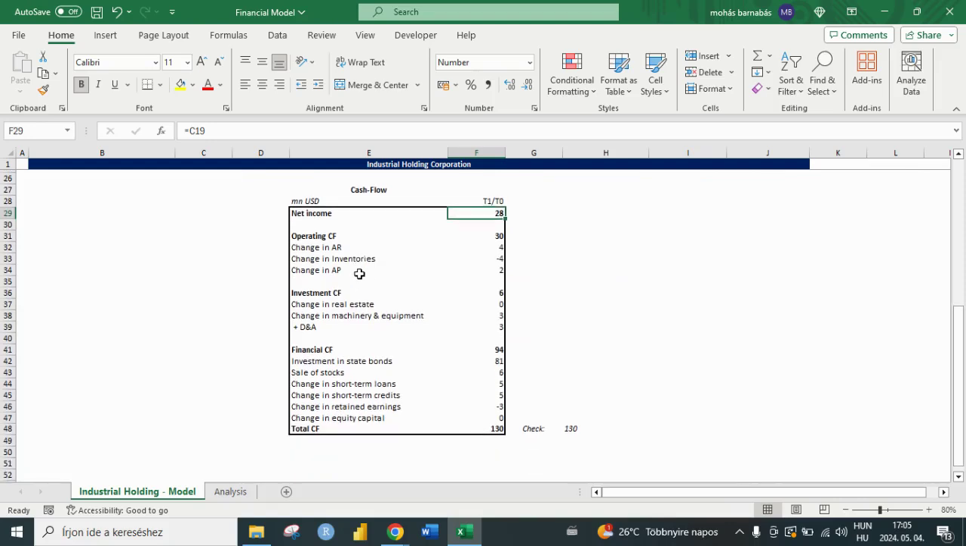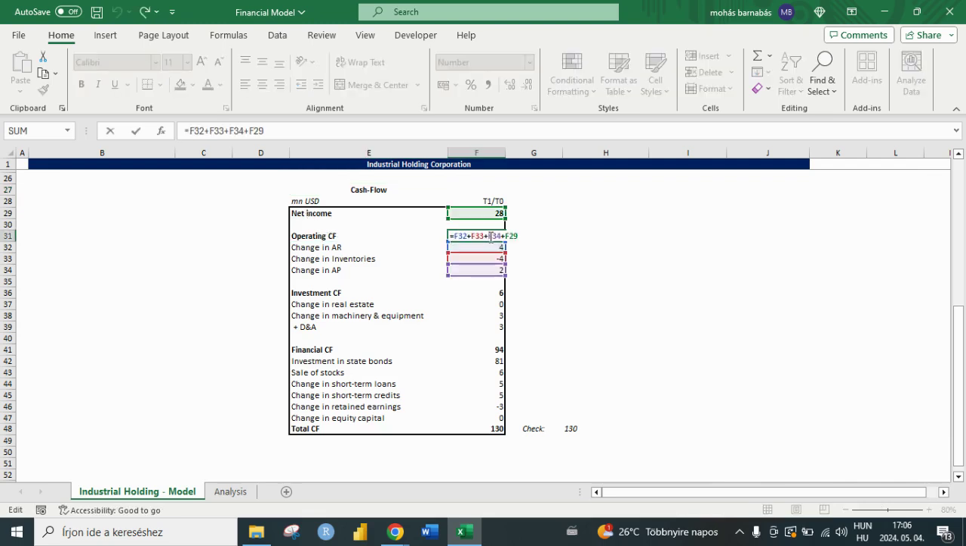So welcome back everybody. Let's go through now the cash flow statement of the company. The cash flow statement actually shows us the cash produced by the company throughout a year or throughout a period. And it has three parts: the operating cash flow, which can be derived from the changes in the accounts receivables, changes in the inventories, and changes in the accounts payables.